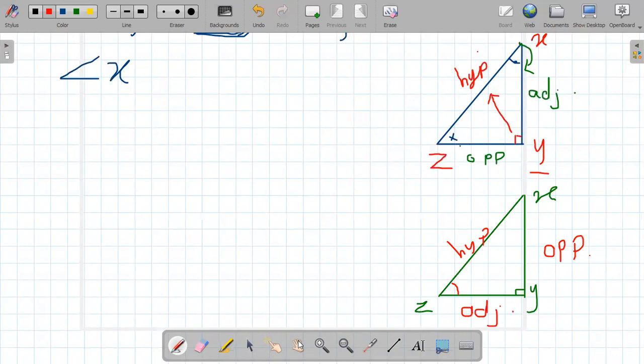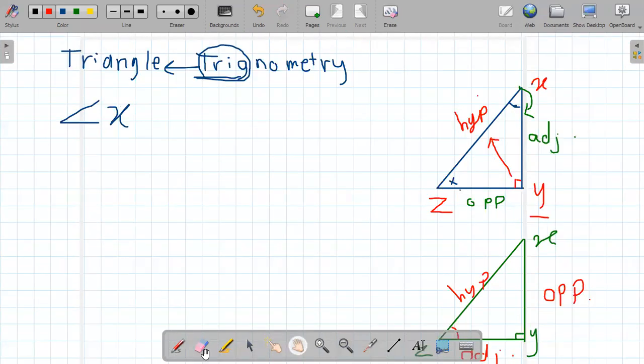Now I take angle X. If I make a division between the opposite and the hypotenuse of angle X, opposite equals ZY over the length of the hypotenuse XZ. This is called a ratio. A ratio means making a division. If you divide any two numbers, that is the same meaning as a ratio.